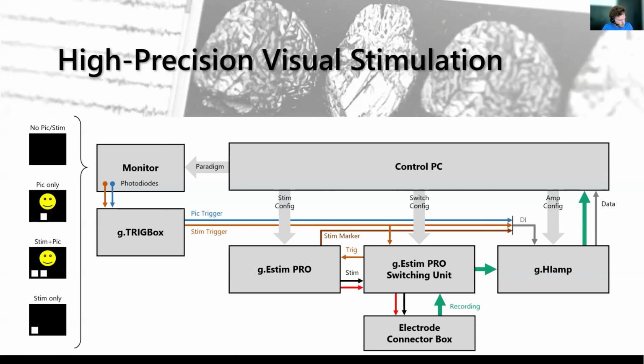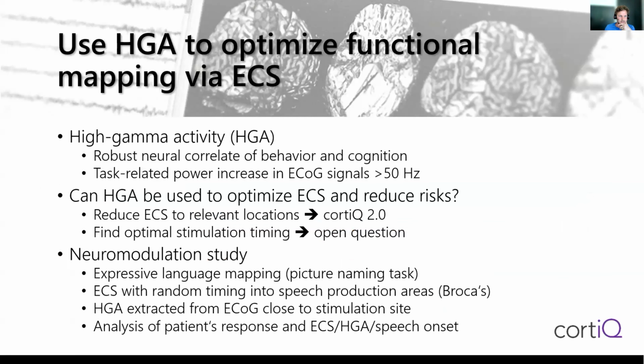The second experiment I want to show today, if we still have time, is also involving high gamma activity. We have already heard about high gamma activity. It's a very robust biomarker of behavior or cognition. When you're doing something, when you're moving, the involved cortical region shows a power increase in frequencies above 50 hertz.